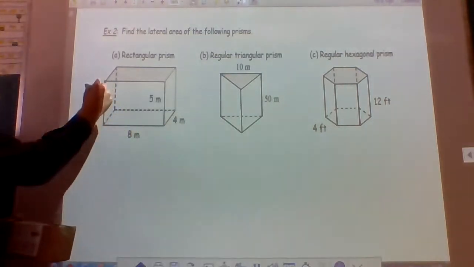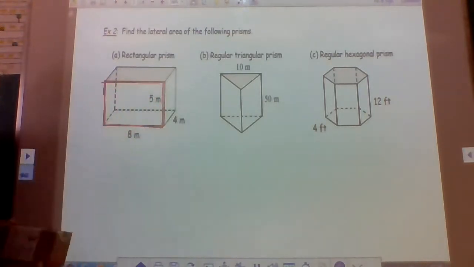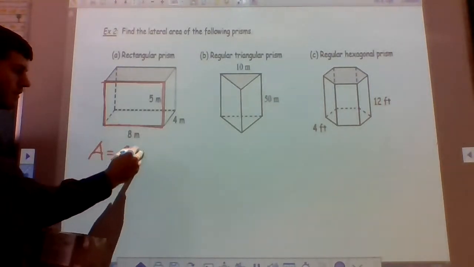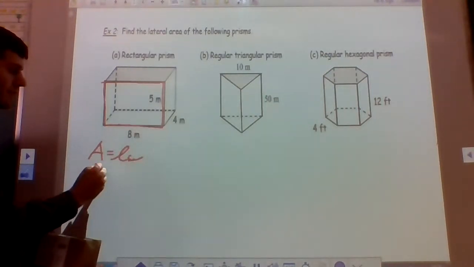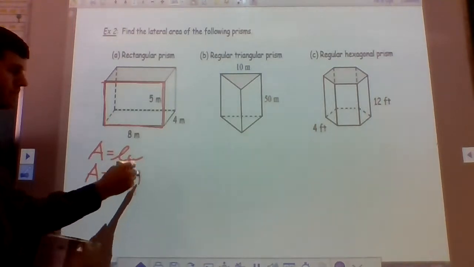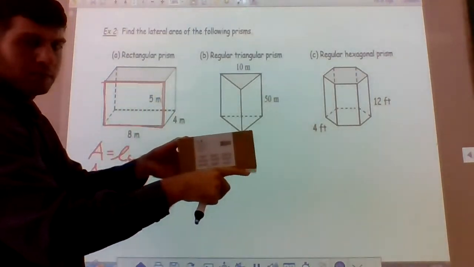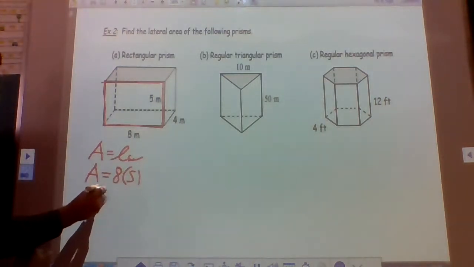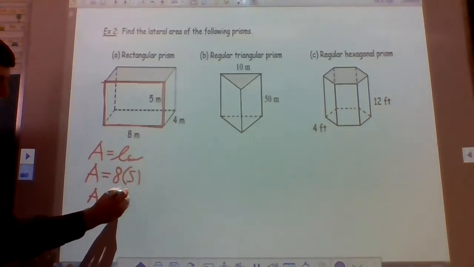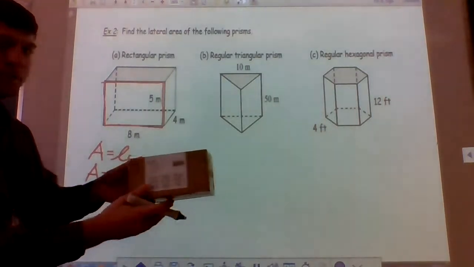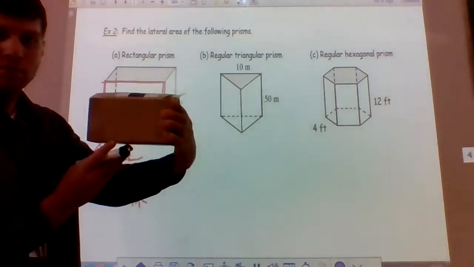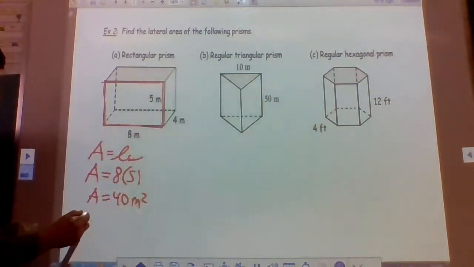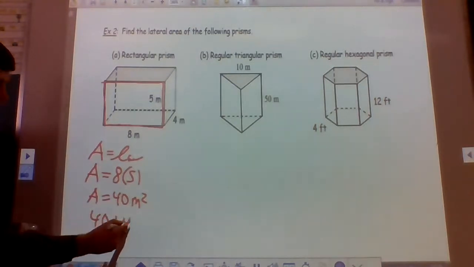Well, if we look at the front, here's a rectangle. The area of a rectangle is length times width. So the length and width in this one is 8 by 5. So that's going to be 40 meters squared. The back of the box is going to be the same as the front of the box. It's going to be 40 meters squared, 8 by 5. So we have 2 40s. 40 plus 40.